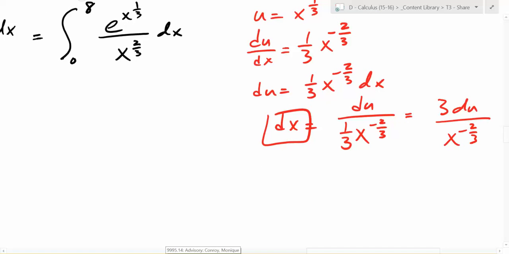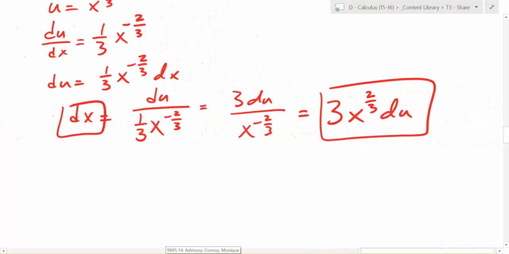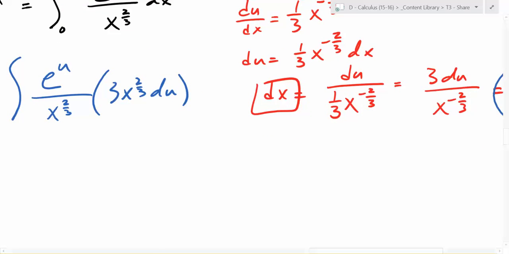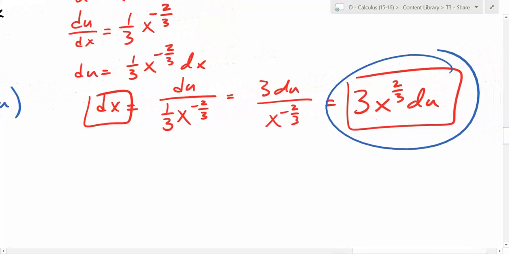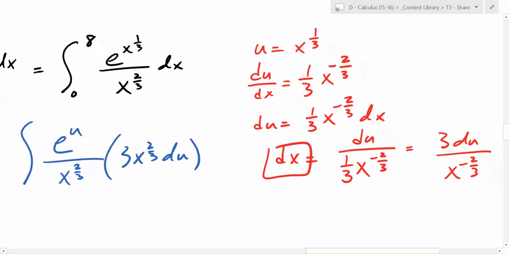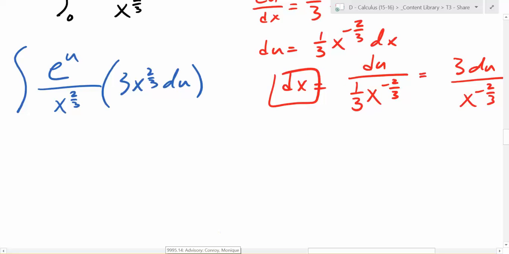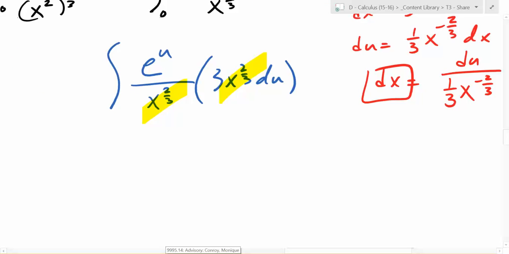We end up with the integral from what to what? Careful, not yet. E to the u over x to the 2/3 times, what was it? 3x to the 2/3 du. What cancels? Why did the x go up to the exponent? Is it always in the exponent? Cancels. What's x to the 2/3? That's nice. And what can we factor out to the front?